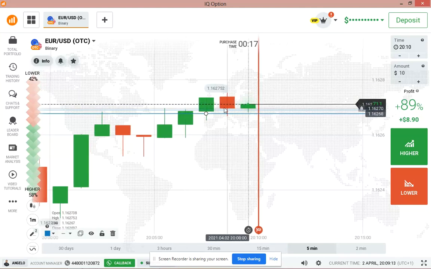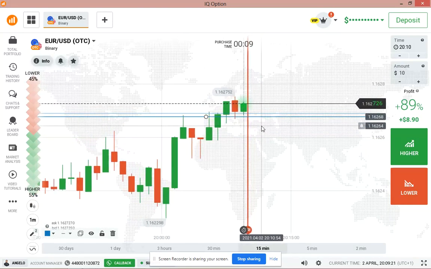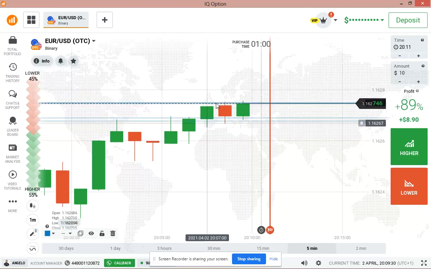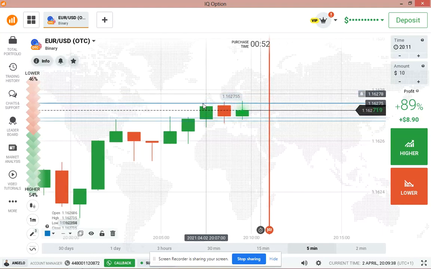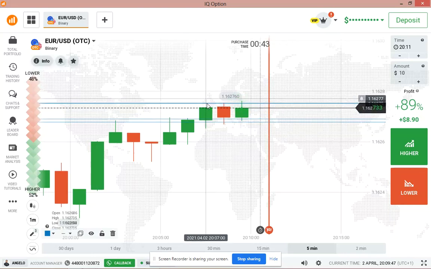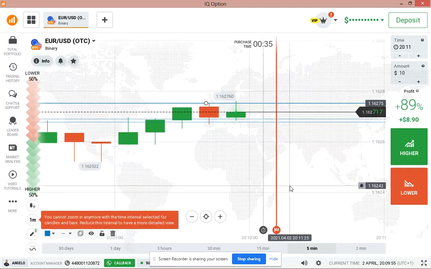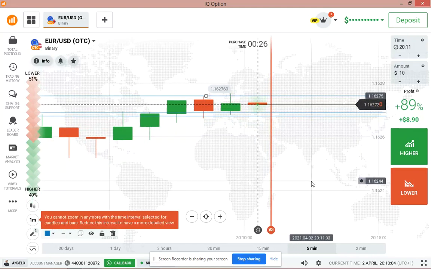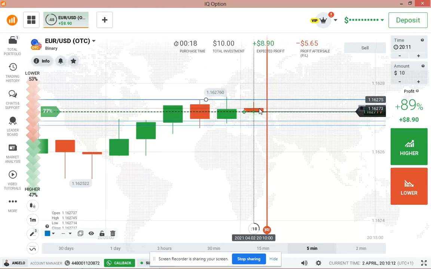Marubozu candle above this area made the market reverse, but the buyers are still more powerful. They push the price up, and that would make me think that there are some sellers here. There are some sellers here. So sellers rejected the buyers, and the buyers closed a little bit far from the sellers' entry point. So I expect a bullish candle here.